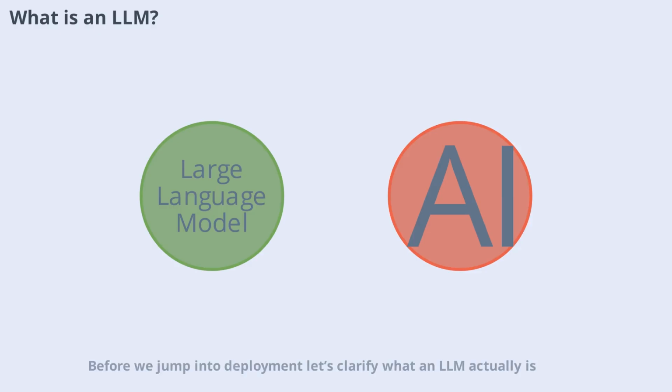Before we jump into deployment, let's clarify what an LLM actually is. LLM stands for Large Language Model, a type of artificial intelligence trained on vast amounts of text data. These models can generate human-like text, answer questions, summarize content, and much more. Their versatility makes them invaluable across industries. Understanding the basics of LLMs is crucial as it sets the stage for the deployment process. With this foundation, we can better appreciate the challenges and solutions involved in bringing these models into real-world applications.